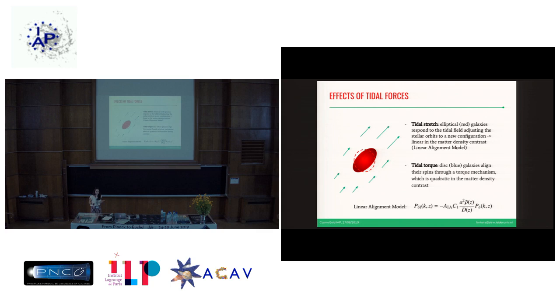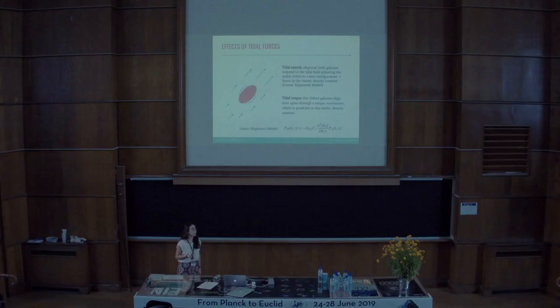And this has so far given no detection in terms of observation. So we have a zero amplitude for the alignment of blue galaxies, while we have a positive and significant alignment for elliptical galaxies. So for the rest of the talk, I will mainly refer to the linear alignment model as a reference model, which, as I just said, describes the alignment of elliptical galaxies.